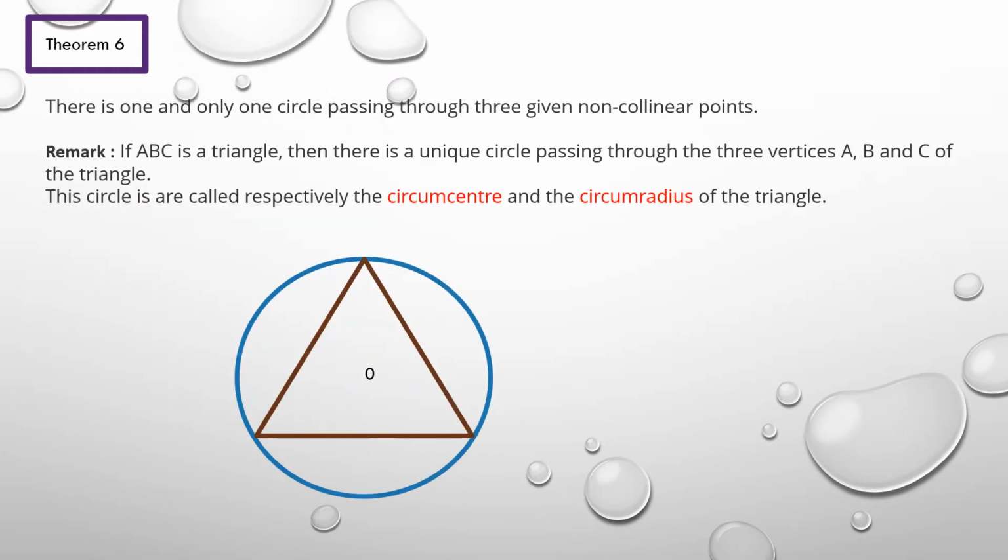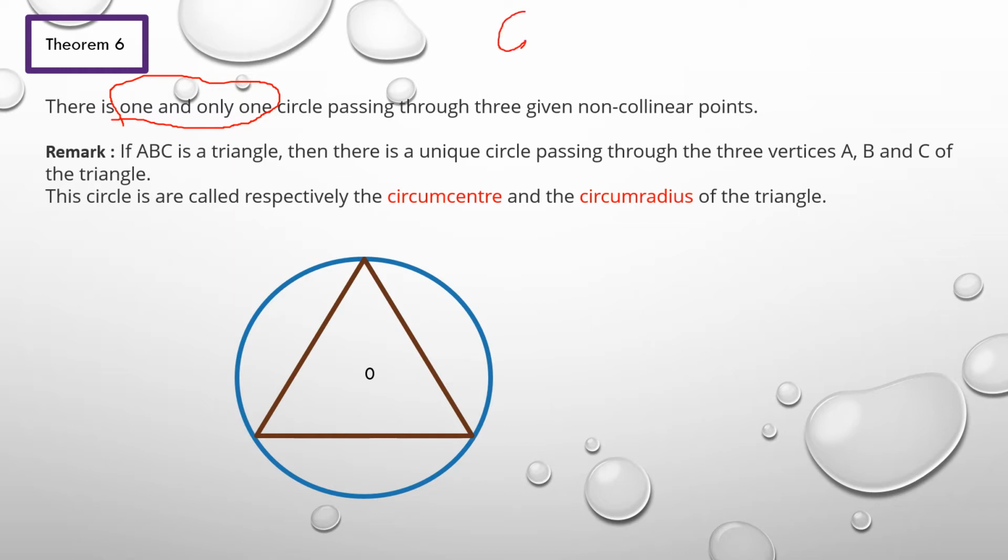Next we have a very important theorem: there is one and only one circle. Here these words, one and only one, are very important. This can also be written as "only". Only means one and only one. That means there will be one circle. It denotes the existence of that circle.